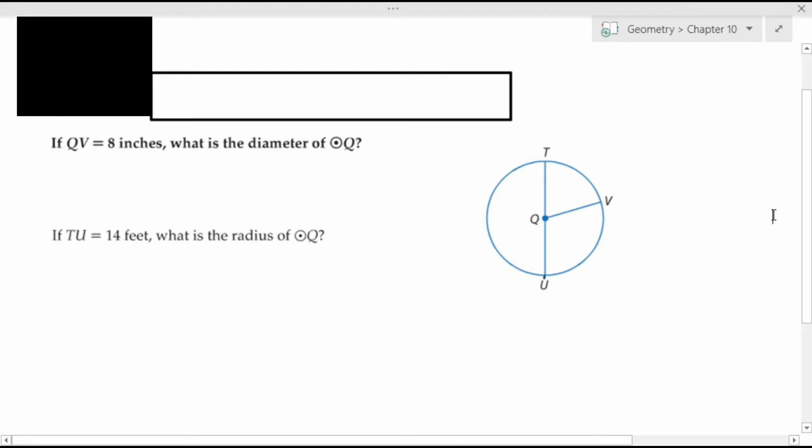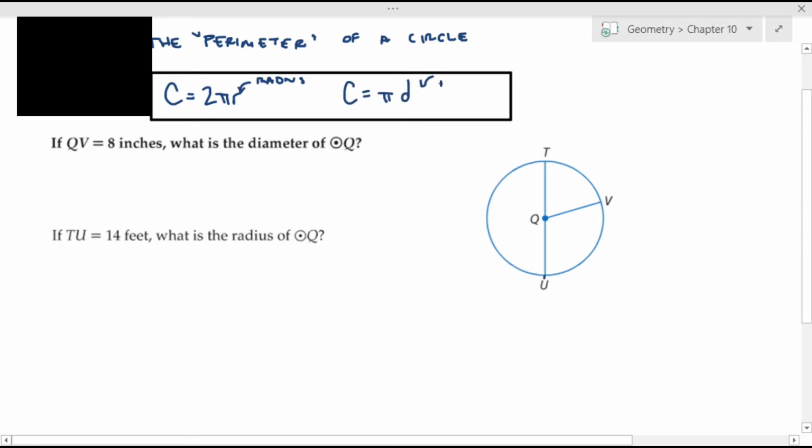Okay, so we're just going to work on circumference today. Circumference is the quote-unquote perimeter of a circle. So it's the distance around the outside, right? Okay, so formulas, there's two of them. The circumference is equal to 2 pi r, where r is the radius, or the circumference is equal to pi times d, where d is the diameter.